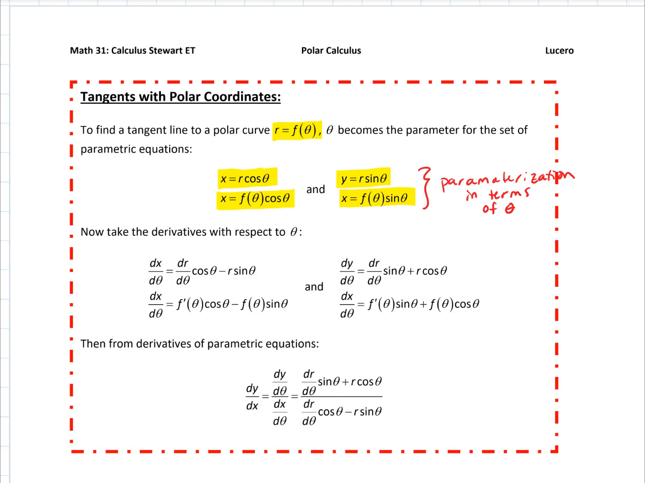We don't know. Okay, so now let's take the derivatives of these two with respect to theta, because if you recall from a section ago, we did all kinds of calculus with parametric equations. This opens the door to let us do all kinds of calculus with polar equations, because now we have parameterized our polar equation in terms of theta. So here we go. We take the derivative, and we end up with this relationship for dx d theta, and this relationship for dy d theta.